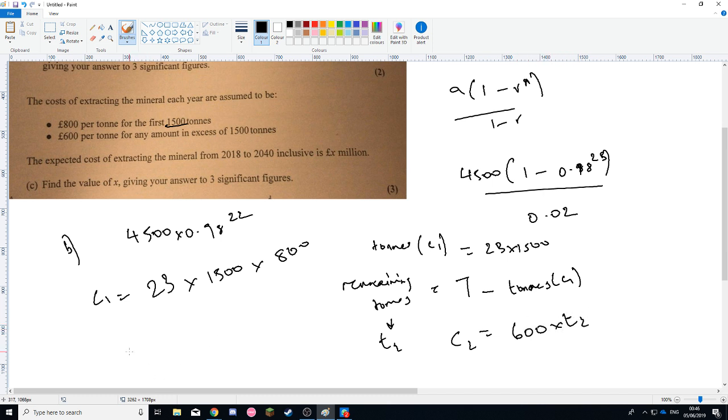So the total charge is equal to C1 plus C2. That's it. It's in millions, so times 10 to the minus 6. Divide everything by a million. Your total cost will not be in millions, it will be in pounds because you worked in pounds. So yeah, divide by a million. Any other question?